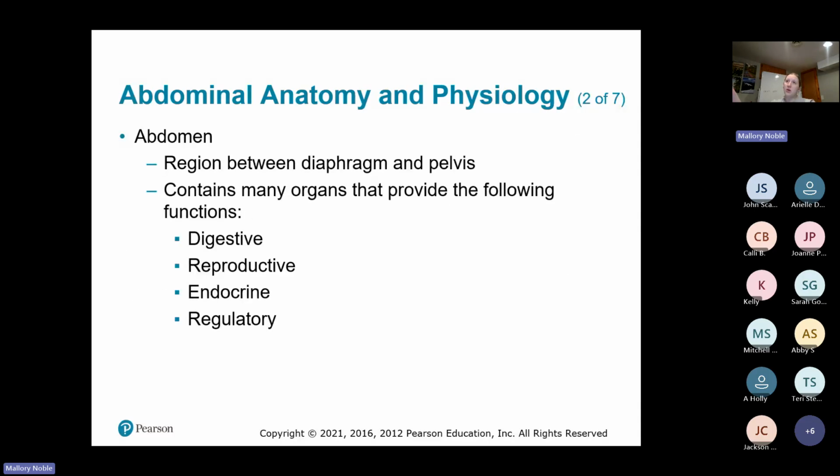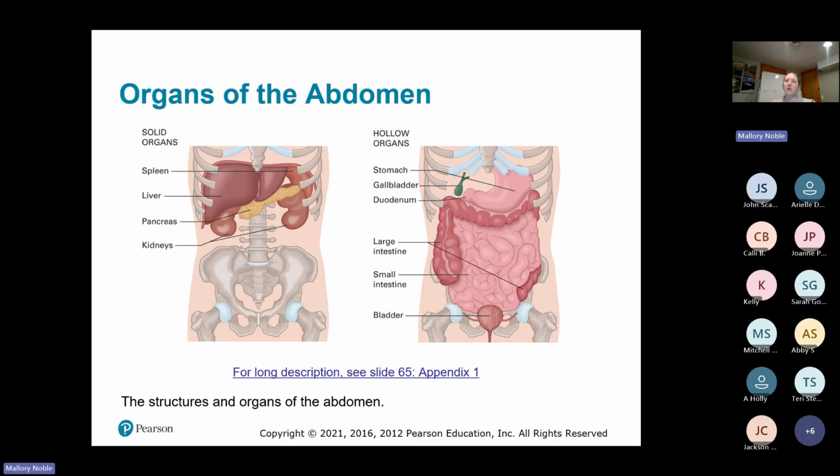So the abdomen is the region between the diaphragm and the pelvis, and contains a whole bunch of organs from digestive, reproductive, endocrine, and regulatory systems. Among all of the different organs that we're dealing with, there are two different types. We've got solid organs and we've got hollow organs. So the solid organs would be the spleen, the liver, the pancreas, kidneys. Those are the solid organs. Hollow organs would be stomach, gallbladder, intestines, the actual bladder, right? So there's those two differences.